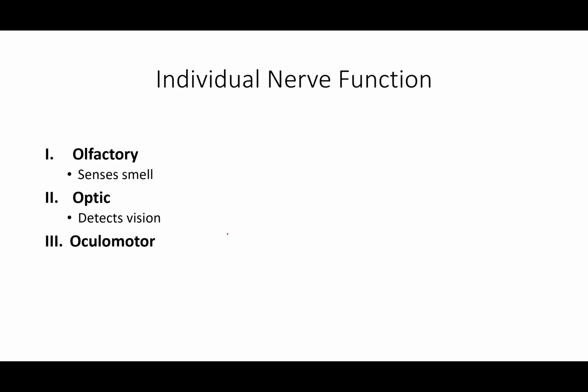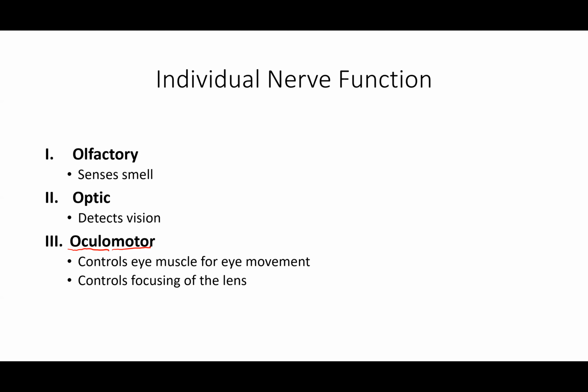The oculomotor nerve. If we just take the word apart, oculo is referring to eye, and then motor is referring to movement. So the oculomotor nerve helps control eye muscles for eye movement, and also helps control the focusing of the lens. So the lens changes shape in order to focus the image to the back of the eye. And it's also involved with the constriction of the pupil.